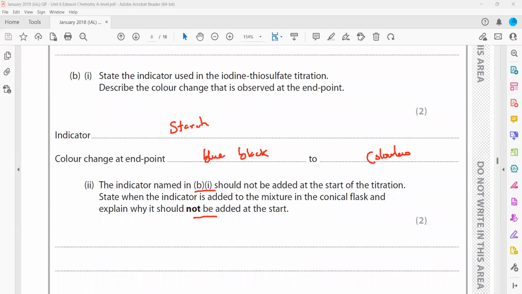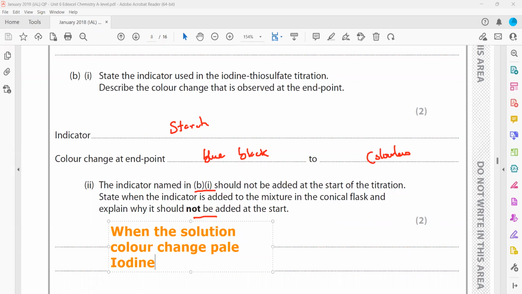So when the solution in the reaction mixture is light yellow or pale yellow, that time we add the indicator. The main reason is to prevent formation of an insoluble compound, the insoluble starch-iodine complex. So what time do we add the indicator? When the solution color changes to light or pale. And the reason is that iodine and starch can form a complex.